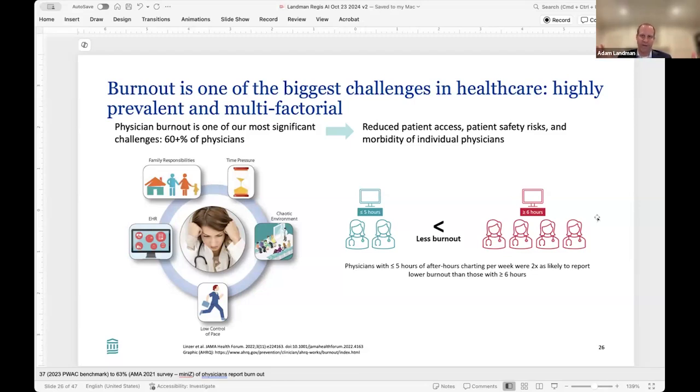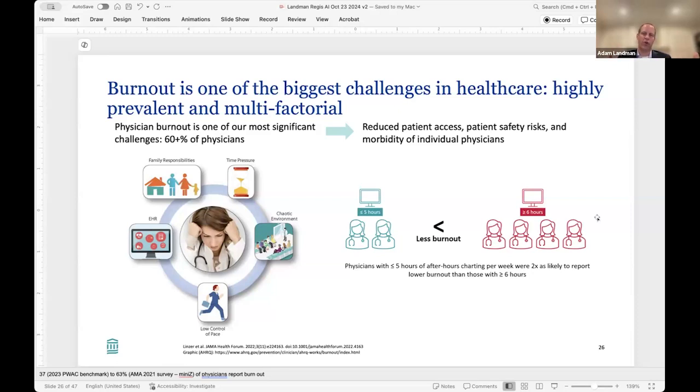And burnout is bad, right? It can have individual effects on those clinicians, so it can increase their depression, anxiety, even suicide risk. Also, if they are burned out, studies have shown that there are increased numbers of patient safety events with those clinicians. And if those physicians leave practice, it reduces the number of patients that have access to care.